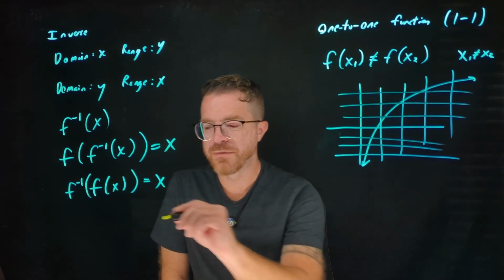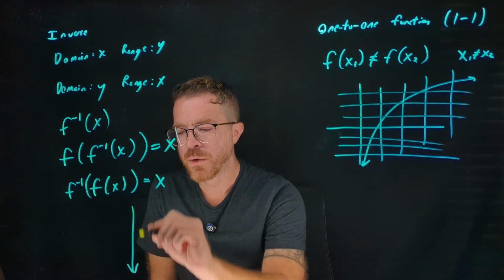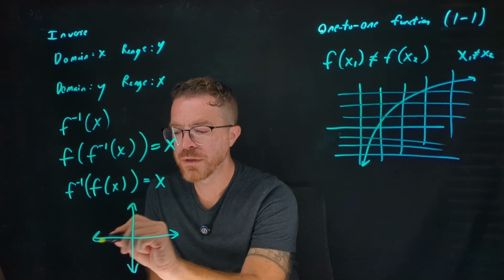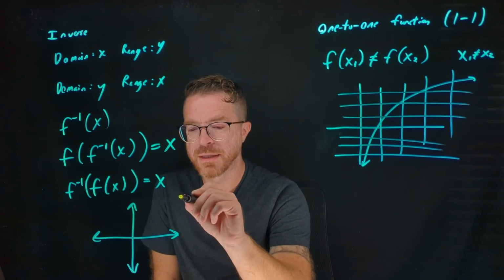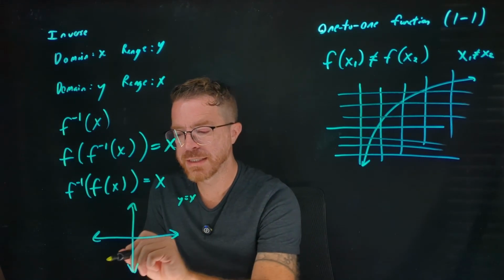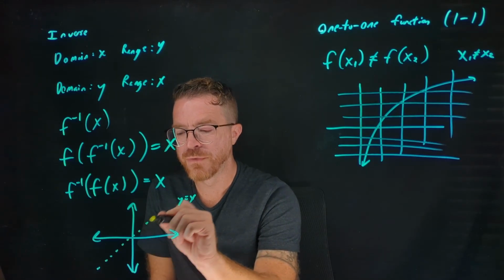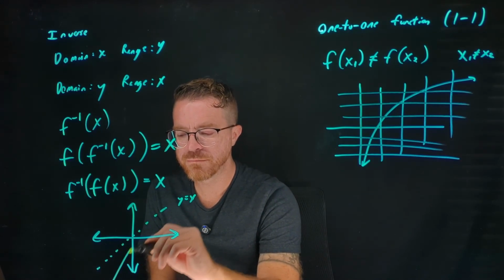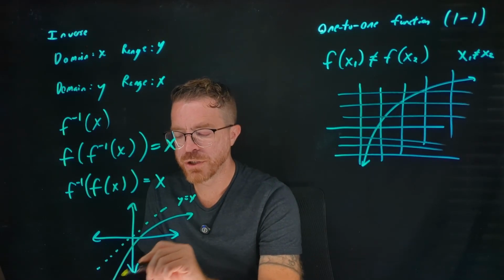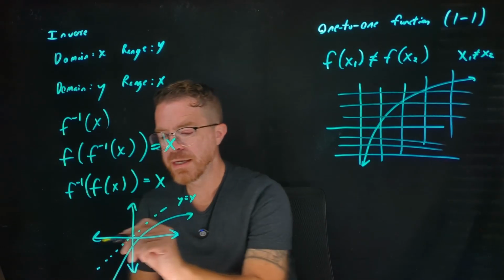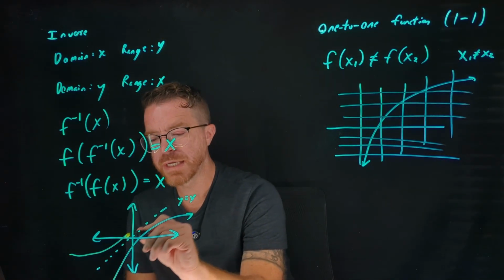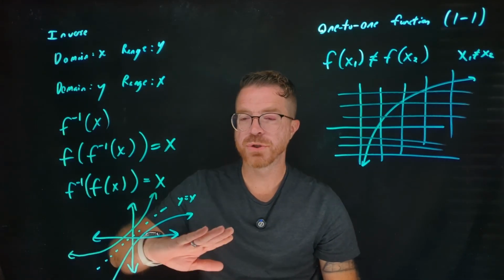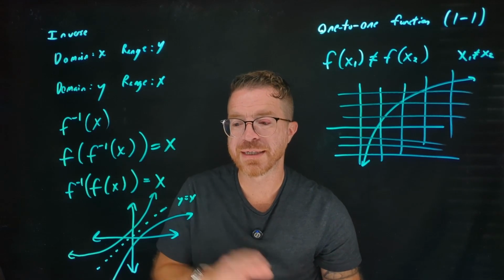The graph of an inverse function will reflect this function over the y equals x line. So when y equals x, that is to say this line here. So if I have some function that looks like this, what it's going to do is take this and reflect it across the y equals x line, and it will be something like this. So all it will do is reflect across the y equals x line.